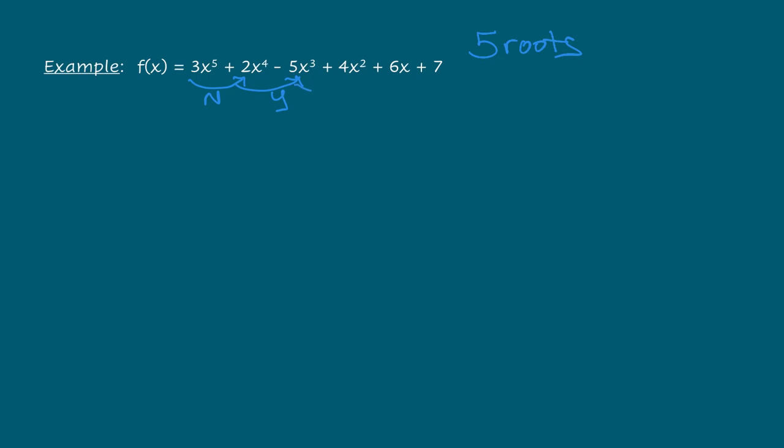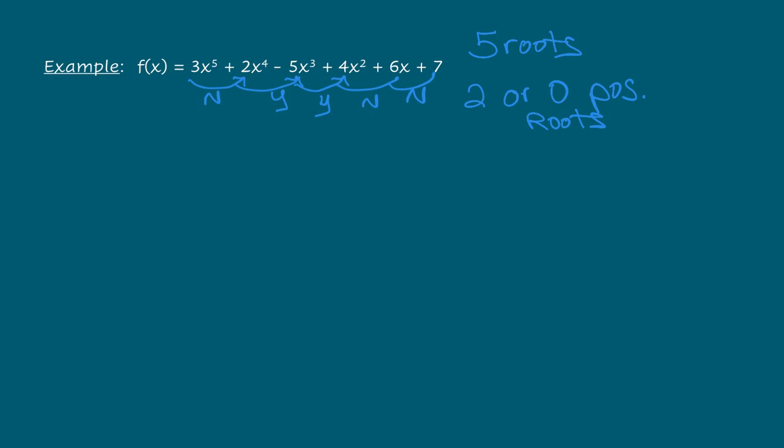Yes, I have a sign change. Yes, I have a sign change. No sign change, and no sign change. So I can have 2 or 0 positive roots.